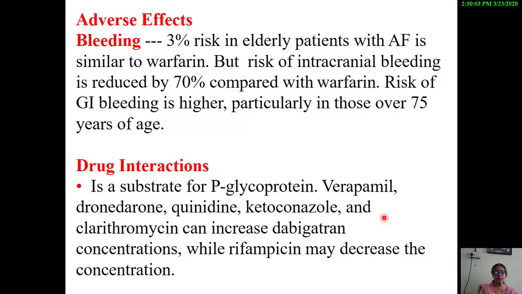Now, this is an ironical finding, and one probable hypothesis which has been given to explain why GI bleeding is higher with dabigatran and lesser with warfarin is that warfarin has a more complete absorption. Warfarin has a roughly 100% oral absorption as compared to dabigatran, where the oral bioavailability is about 6%. So it is believed that the residual dabigatran which remains in the GI tract may be responsible for a higher incidence of GI bleeding in case of dabigatran as compared with warfarin.